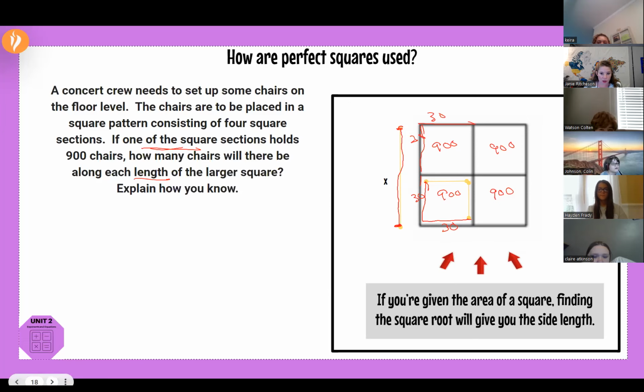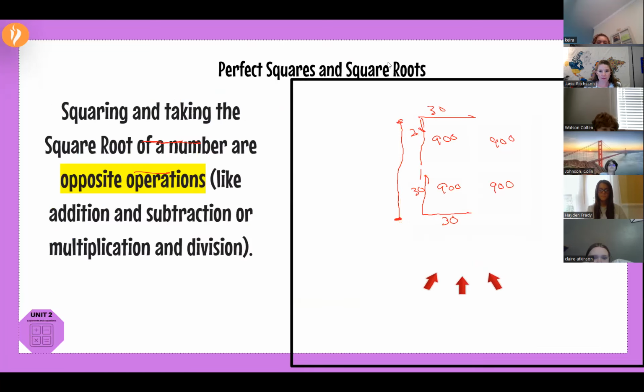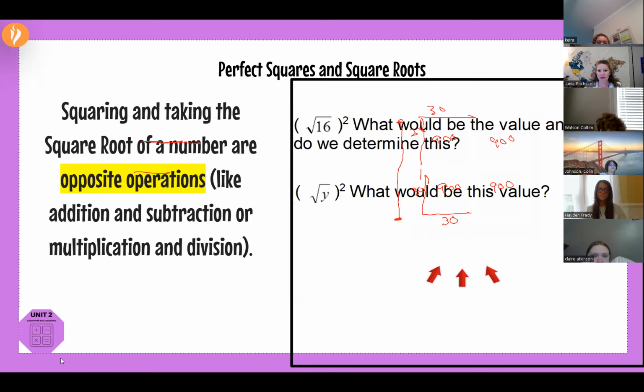Okay, let's look at some more problems. All right. Why can't I erase all this stuff? All right, you do need to know a problem like this.